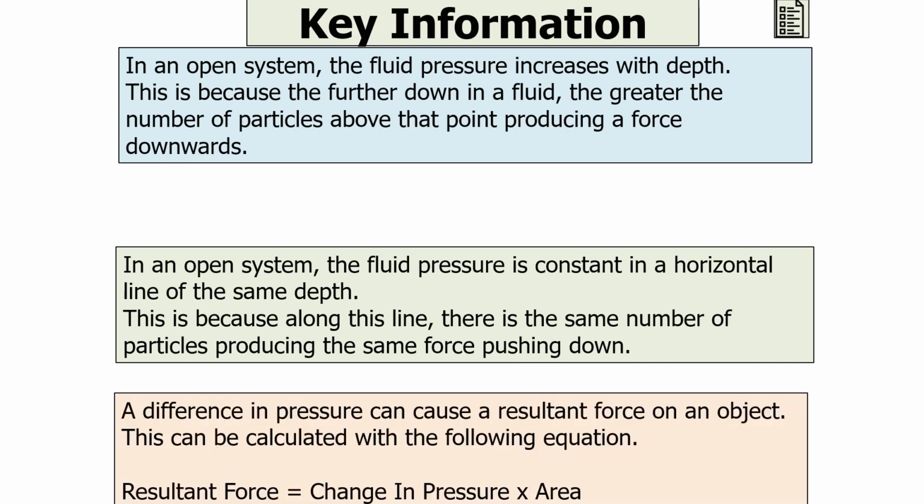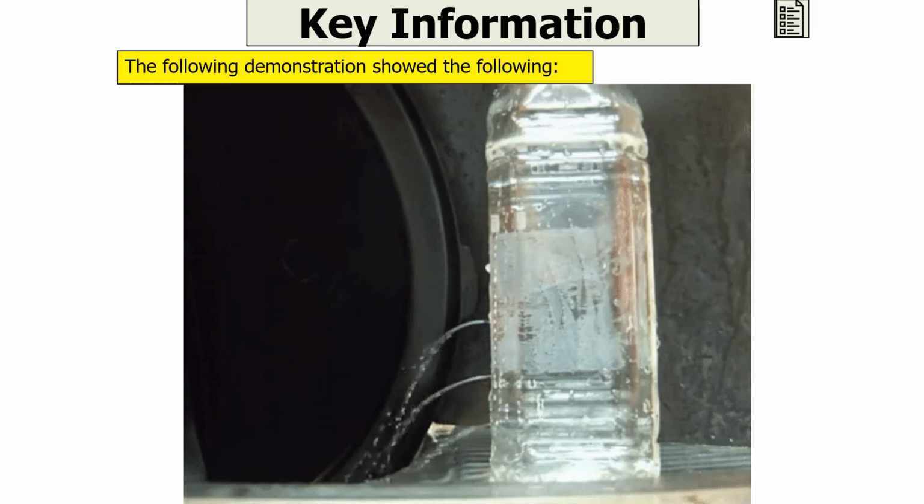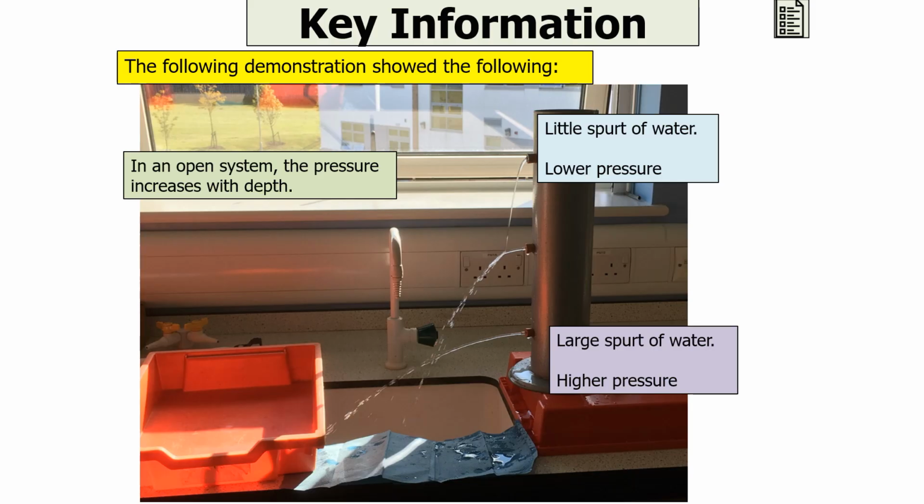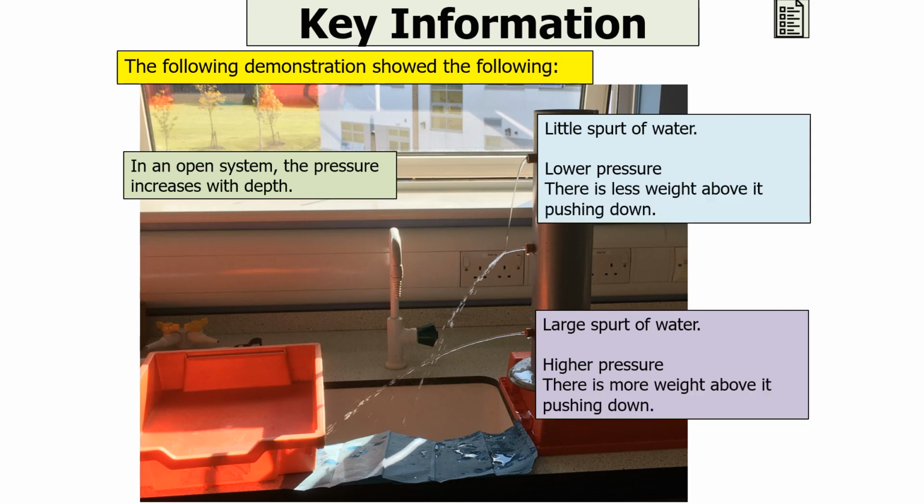Now a difference in pressure can cause a resultant force on an object, which can be calculated with our equation: the resultant force is equal to the change in pressure times the area. This concept is shown in the following diagram. You can see in this image that because pressure increases with depth, at the top of the column there is a lower pressure, so you get a little spurt of water, but at the bottom there's a large spurt, so there's a higher pressure. Why is that? At the top there is less weight above it pushing down, and at the bottom there's a higher pressure because there's more weight above that point pushing downwards.